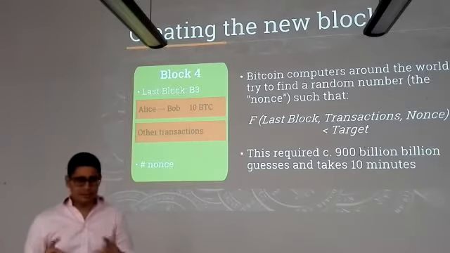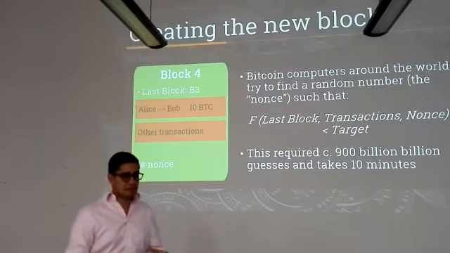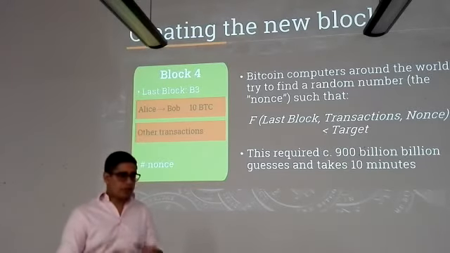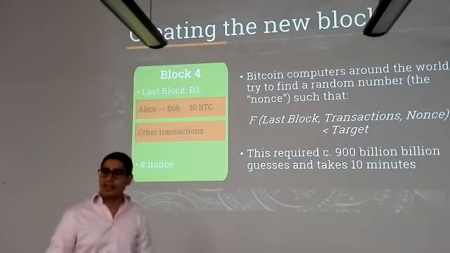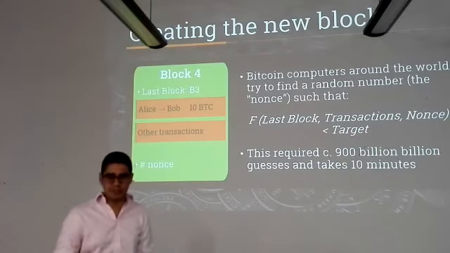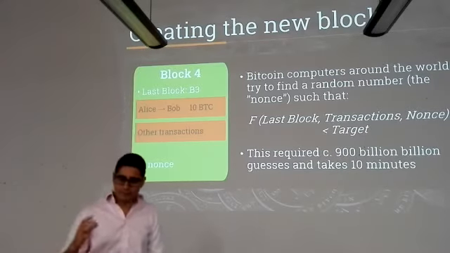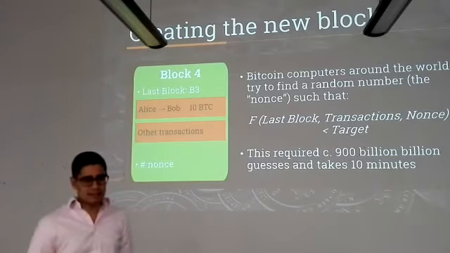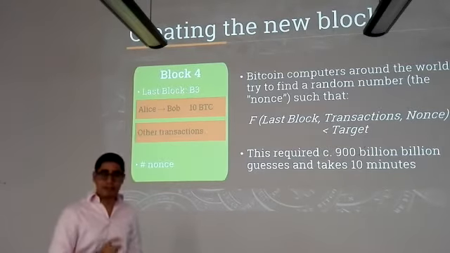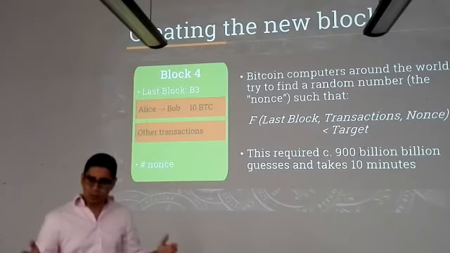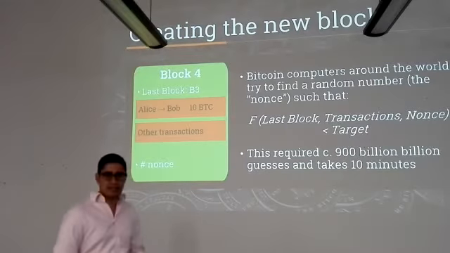So, just to reiterate that, every Bitcoin computer in the world tries to create a new block. But the only way to create a new block that wins the competition, that gets a number less than target, is by trying lots and lots of random numbers. There's no intelligence in it, you literally just try random numbers. And finally, after about 10 minutes, at the moment it takes about 900 quintillion tries to get a number that works, someone in the world will crack it. Sometimes it's quicker, sometimes it's longer. On average, it takes about 10 minutes.